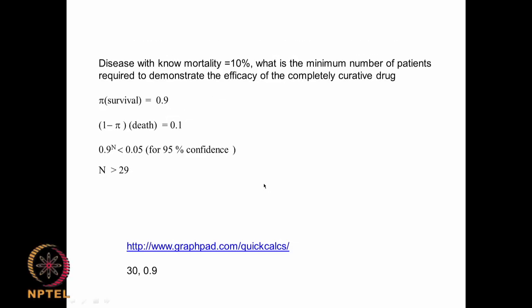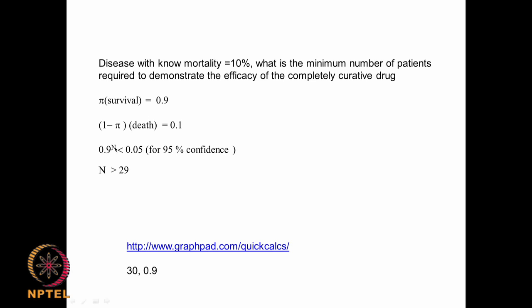Now, let us look at another problem. There is a disease with known mortality 10%. What is the minimum number of patients required to demonstrate the efficacy of the completely curative drug? That means there is a disease of mortality of 10%, that means 0.1, okay. Survival, if you take as pi, is 0.9, and 1 minus pi, death, is 0.1, okay. I want to show completely curative, that means I do not want to see any disease, okay.